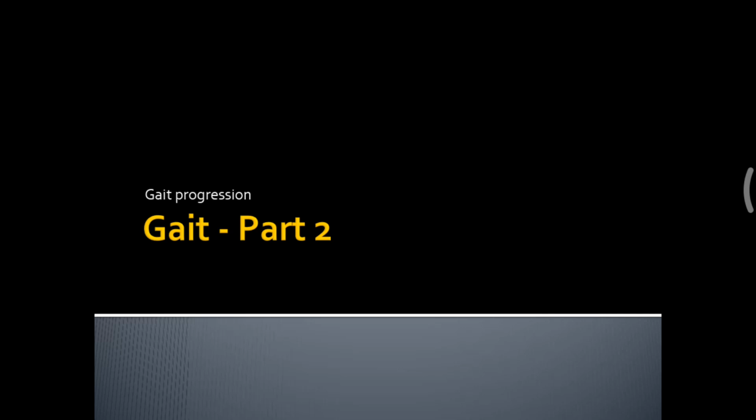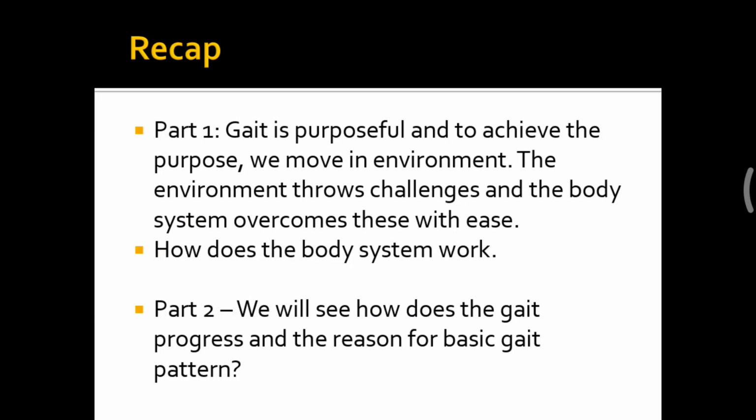In the previous part 1, we had seen that gait is purposeful, and to achieve the purpose, we move in an environment. The environment throws challenges, and the body system overcomes these with ease. So we understood how the body system works and what parts of the nervous system come into play in order to achieve this. In this part, we are going to see how a basic gait progression happens and the reason for the basic gait pattern.